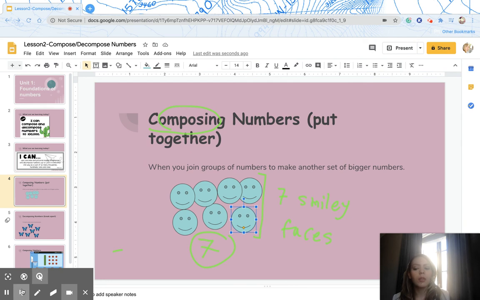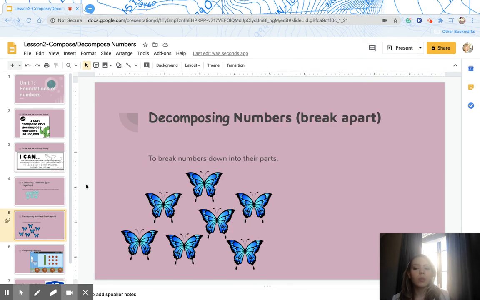Now let's look at decomposing numbers. What does it mean to decompose numbers? It means we are breaking apart numbers. This "de" in the front tells us that we are breaking something apart. Let's take a look at our butterflies right here. Let's see how many butterflies we have. We have 1, 2, 3, 4, 5, 6, and 7 butterflies. So we have a group of 7 butterflies.